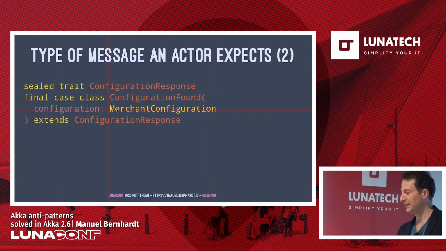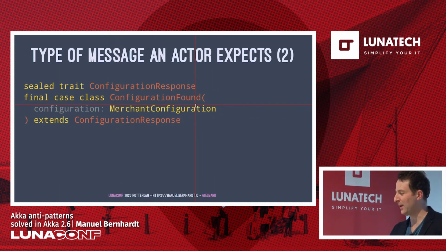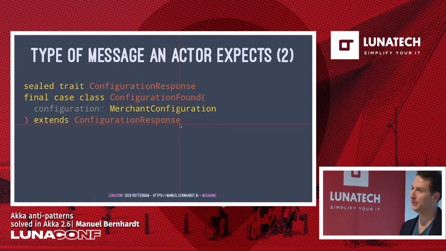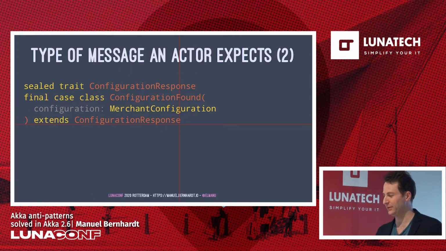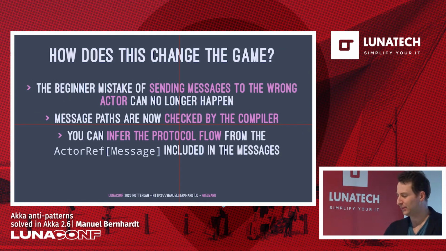So for example, in case of success, I could say that the configuration was found. That's a successful configuration response, but I could imagine that I have one where the configuration was not found or things like that. So I'm basically specifying what I'm really expecting. Now, that's nice because I can't make the beginner mistake of sending a message to the wrong actor. That happens when you start. But that doesn't tend to be a big problem in my opinion, and in my experience either. Over the long run, you sort of tend to catch these things and fix them. What's nice is that the message paths are now checked by the compiler, and the compiler can help you refactor them. It can help you change them.